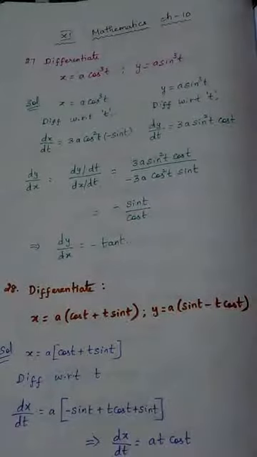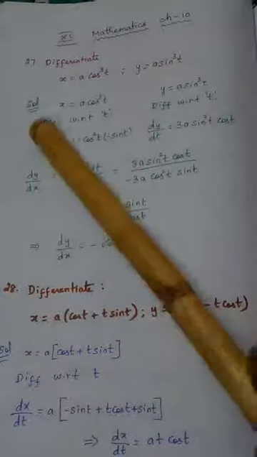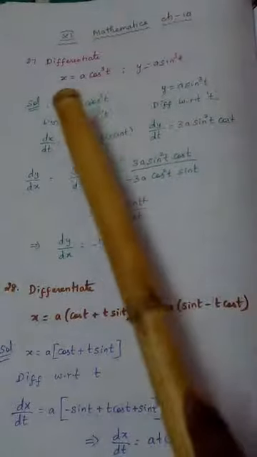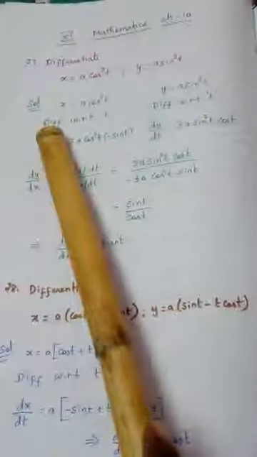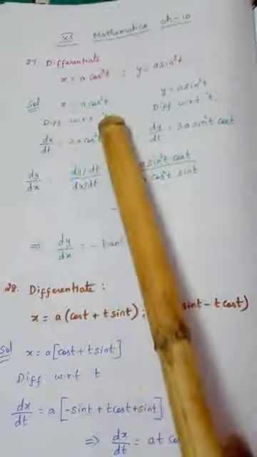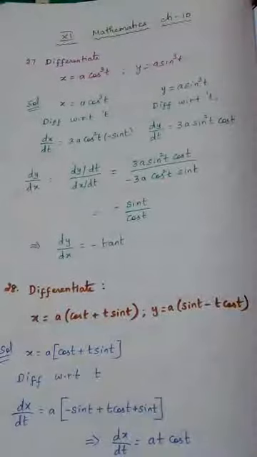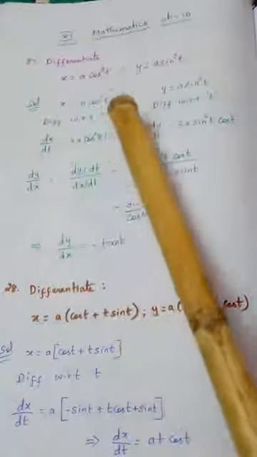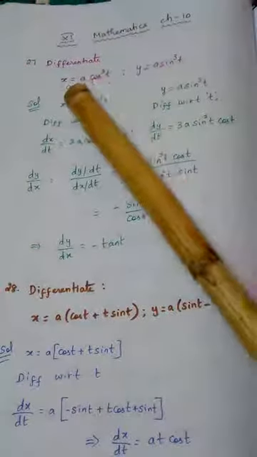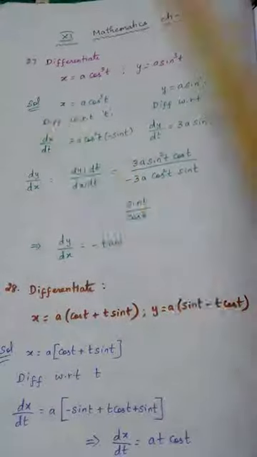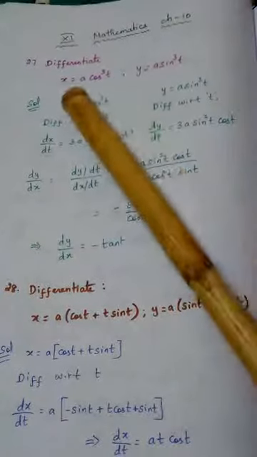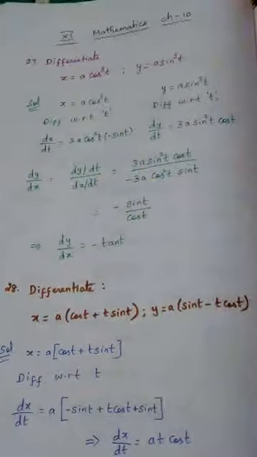What does this method mean? First we will take the first one, x is equal to a cos cube t. Since x is a function of t, we are differentiating with respect to t, not x. Usually what will we write? Differentiate with respect to x. Now since x is a function of t, we will write differentiate with respect to t. So automatically x becomes dx by dt.